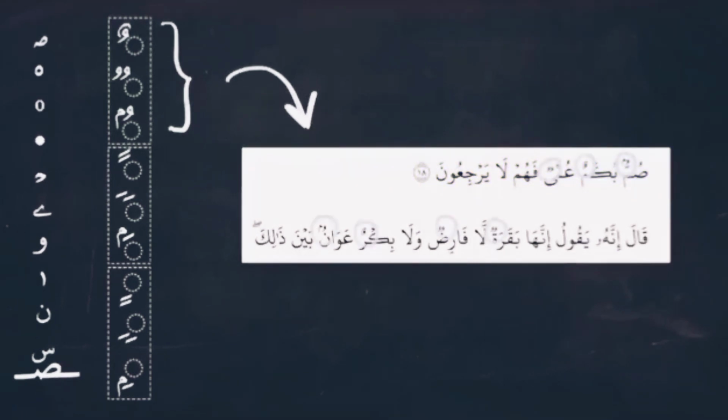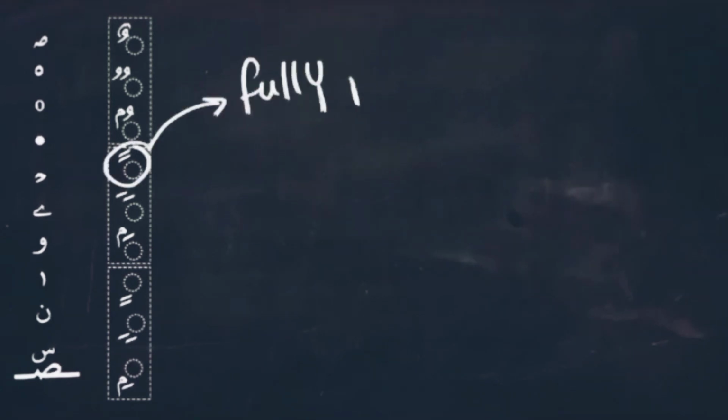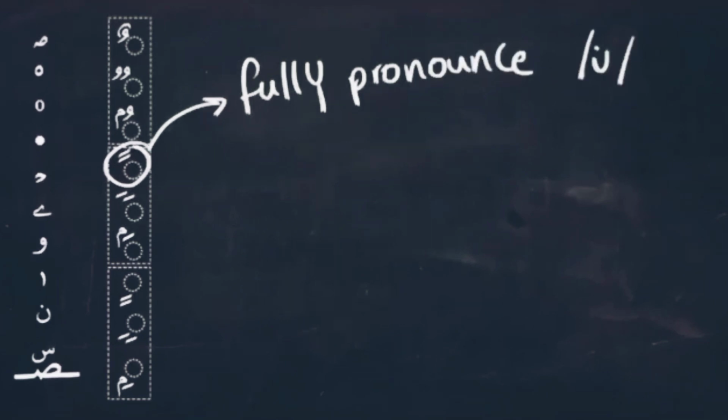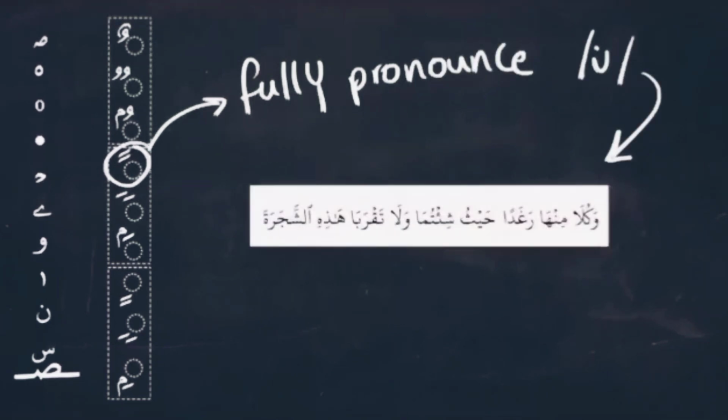Tanween al-Fath will have the same variations with a little bit of difference. So the first sign will be the full tanween, in which you will fully pronounce the noon at the end of the word, like in this example. وَكُلَا مِنْهَا رَغَدًا حَيْثُ شِئْتُمَا.